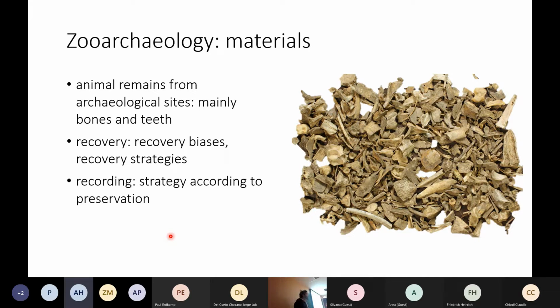And what we look at is actually a minimal fraction of what was once there and of the animals which interacted with humans at a given space and time. And so all the analysis we carry out must take into consideration a range of biases, and we are constantly struggling to develop recovery strategies and recording methods adapted to each case study, which can better be used to analyze the sample.